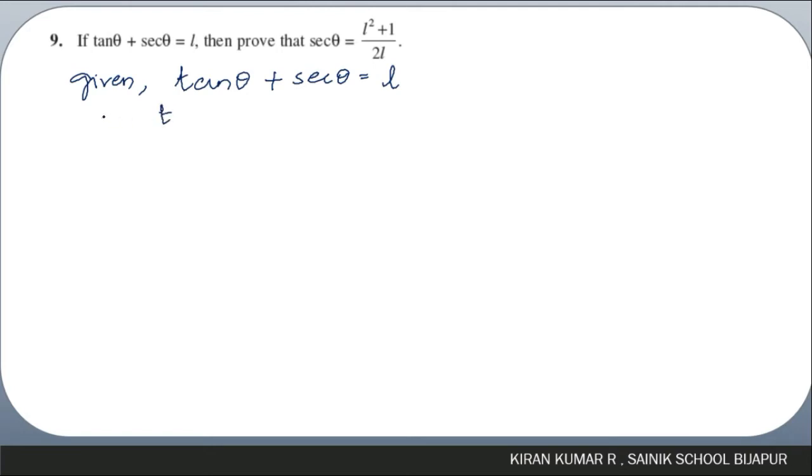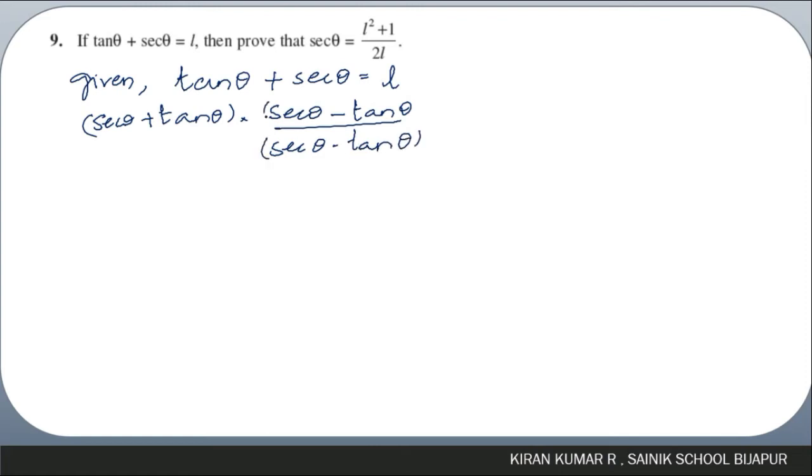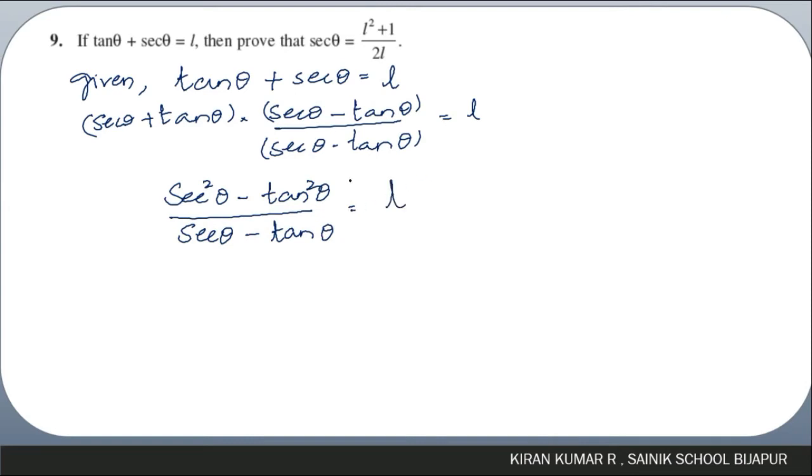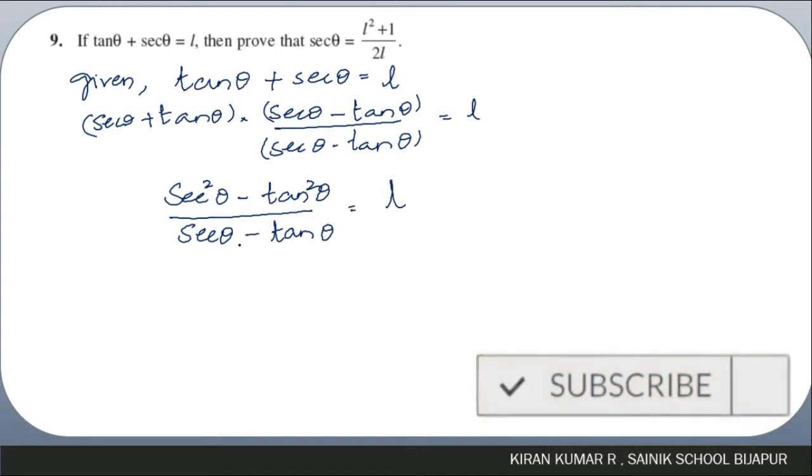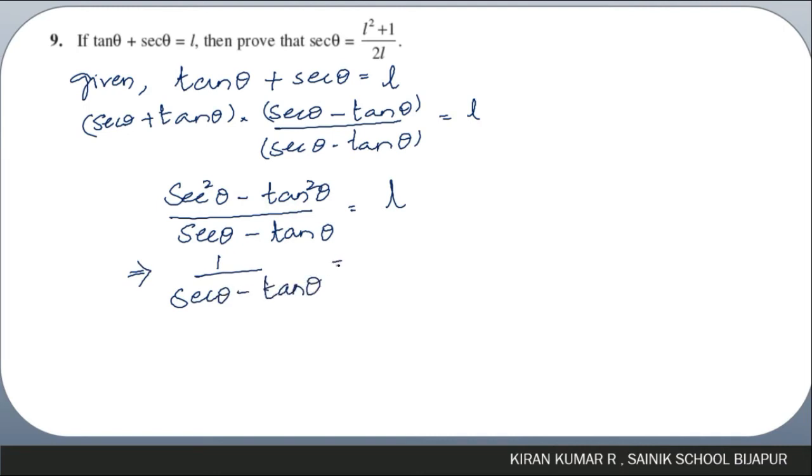You have to consider this as secant theta plus tan theta. This I'll multiply with secant theta minus tan theta upon secant theta minus tan theta, so that it becomes like a plus b into a minus b, which will be secant square theta minus tan square theta divided by secant theta minus tan theta equal to L. We all know that 1 plus tan square theta is secant square theta. So secant square theta minus tan square theta will become equal to 1. So this implies 1 upon secant theta minus tan theta equal to L. If you take the reciprocal, you'll be getting secant theta minus tan theta equal to 1 upon L.